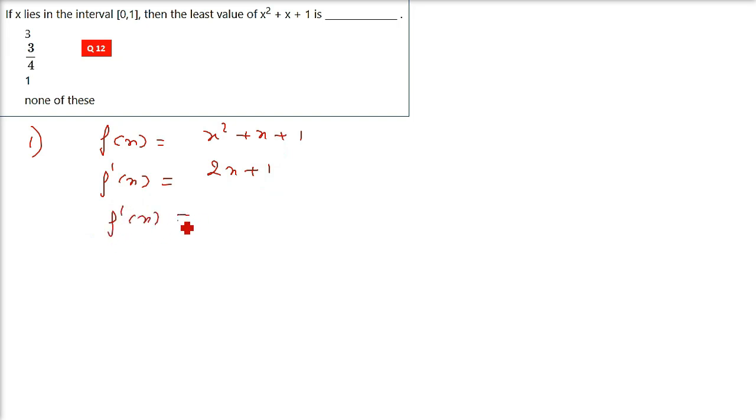We equate it to 0, that is what we have been following. 2x + 1 equals 0, so x is equal to negative half. x equals negative half. Now here is the problem. What is the problem?